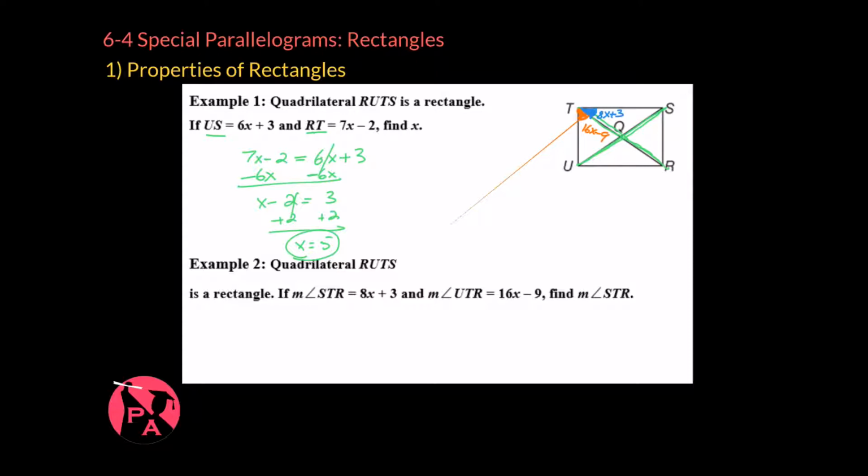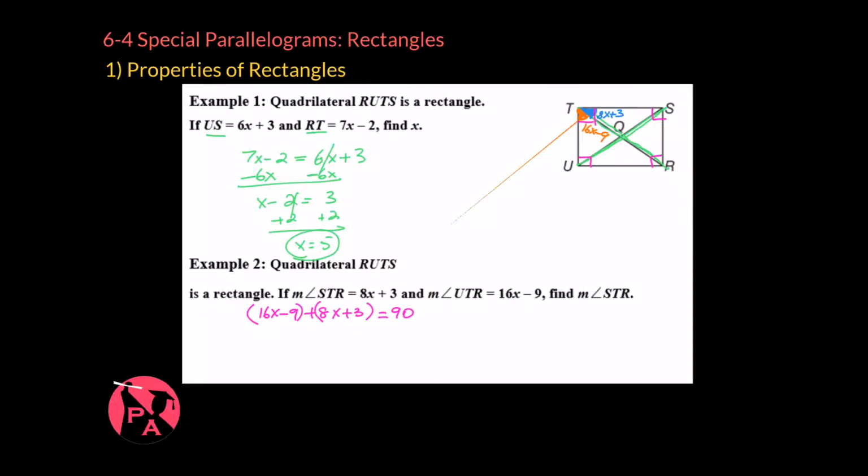Now, if we think about what we know about rectangles, we can easily solve this one. What we know is all of these angles, like angle U is 90 degrees, angle R is 90, angle S is 90, plus angle T is 90 degrees. So if you look at angle T, that corner, it includes two different angles, the orange one and the blue one. The sum of these angles must be equal to 90 degrees. What I mean is 16x minus 9 plus 8x plus 3. These are the two angles that I have. The sum of these two must be equal to 90 degrees.